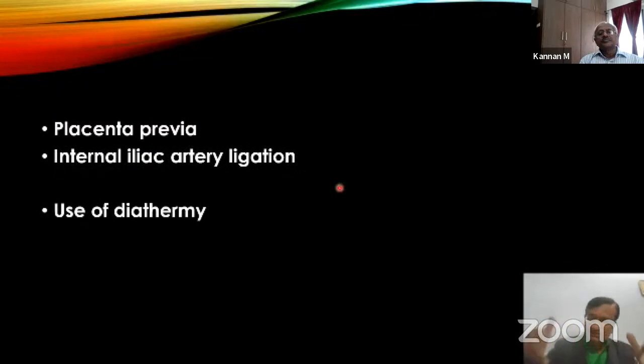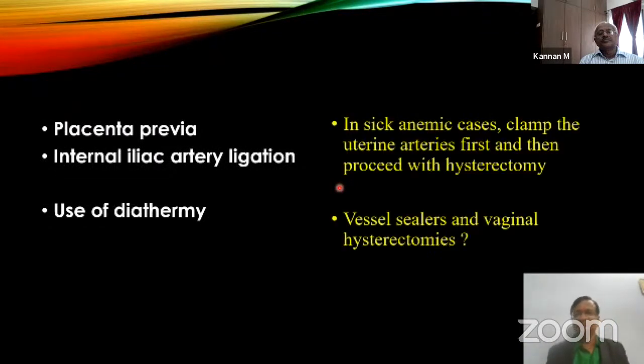Start as soon as you deliver: just clamp the internal iliac and then do your hysterectomy, or placenta removal, or whatever it is. Then after everything is fine, you can remove the clamps on the internal iliac arteries and see. If there is any problem, you can clamp it again and tie it.